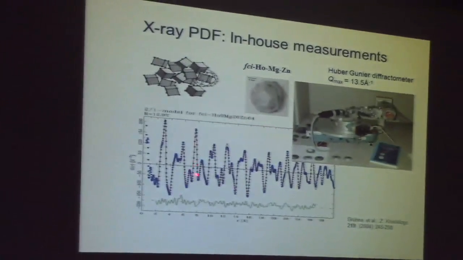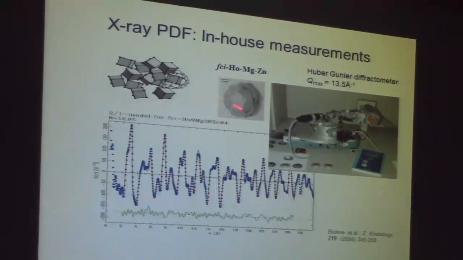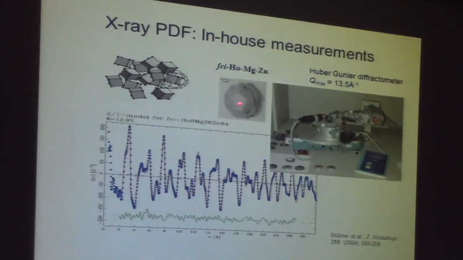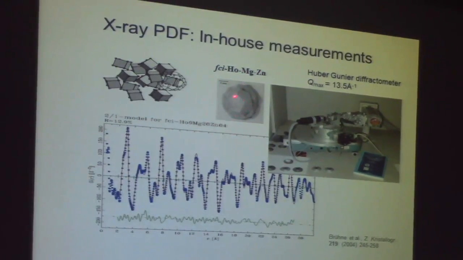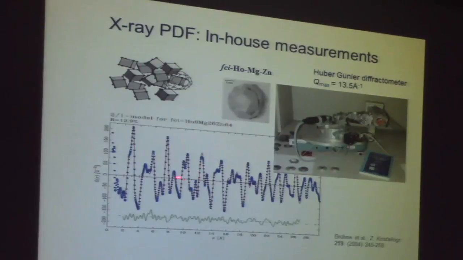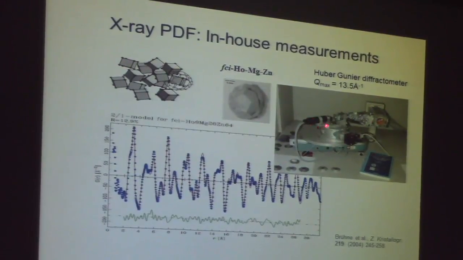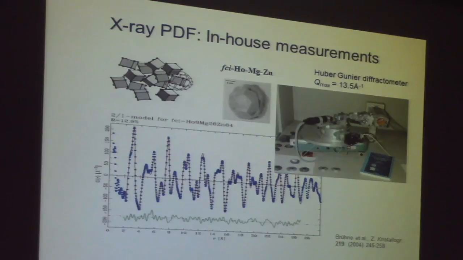This is actually showing the PDF from a quasi-crystal material. So it's a powder of this quasi-crystalline material. It's a metal, holmium, magnesium, zinc, and you can see it has a pentagonal face here, so a five-fold face. So this has five-fold symmetry, and it's actually a quasi-crystal. But if you put it on this X-ray machine and you measure the data, you get a PDF that's extremely high quality, just as good as you get from a synchrotron.